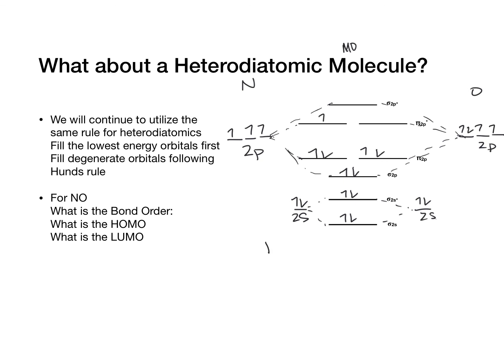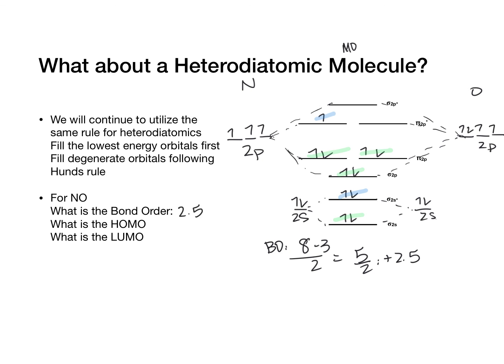So the bond order is going to be the bonding 2, 4, 6, 8, minus the anti-bonding 2, 3, minus 3 divided by 2, which is going to give us 5 halves, or plus 2.5. So it is a stable molecule. It just doesn't have a single or a double or a triple. It has something a little bit different. So we have a 2.5 bond order.